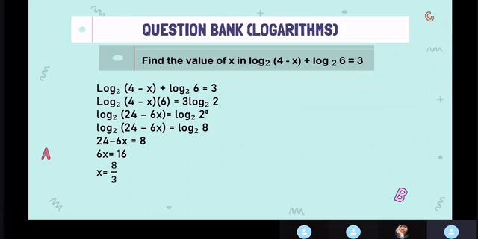We got log 24 minus 6x base 2 and log 2 power 3 base 2. So log 2 power 3, we can change it to log 8 base 2. So both sides have a log, so we can simplify it to 24 minus 6x equal to 8. And then we got 6x equal to 16, and the final answer is x is equal to 8/3.